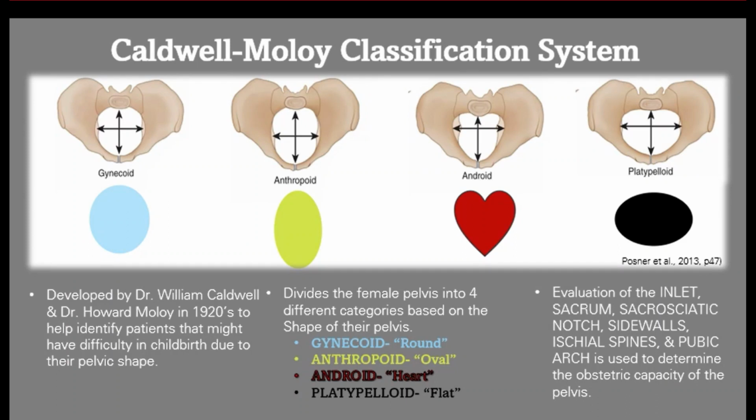The Caldwell-Molloy classification system identifies four main pelvic types based on the shape of the pelvic inlet and posterior characteristics of the pelvis. These four pelvis types are known as the gynecoid, which is with a circle in blue below it, the anthropoid, which has a greenish yellow oval, the android, which has a red heart, and the platypelloid, which has a black, flat oval. Each of those colors and shapes represent the shape that coincides with that particular pelvic type. Let's talk about those pelvic types.